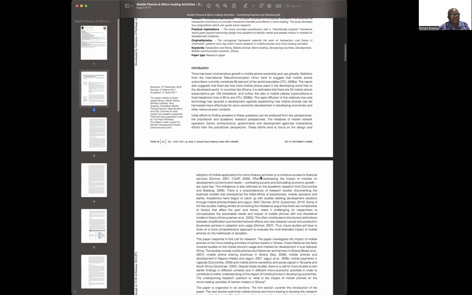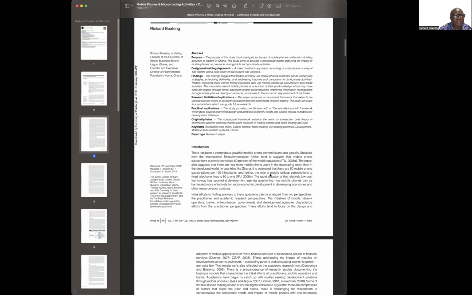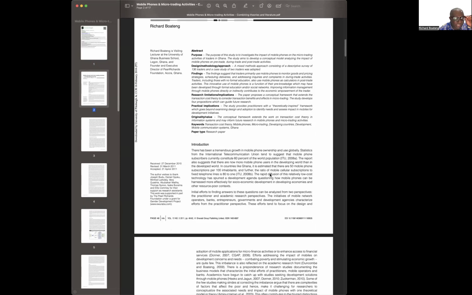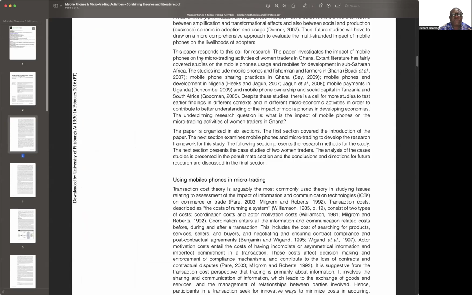Now, this is another study. This study was based on mobile phones and micro trading activities of firms, conceptualizing the link. The core question that you want to answer is: the paper investigates the impact of mobile phones on micro trading activities of women traders in Ghana. So that's what he wants to do.